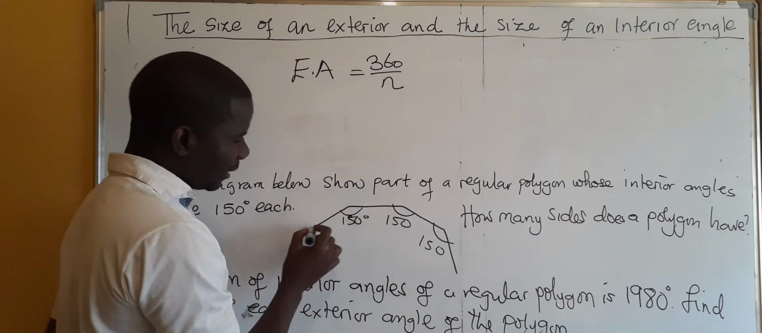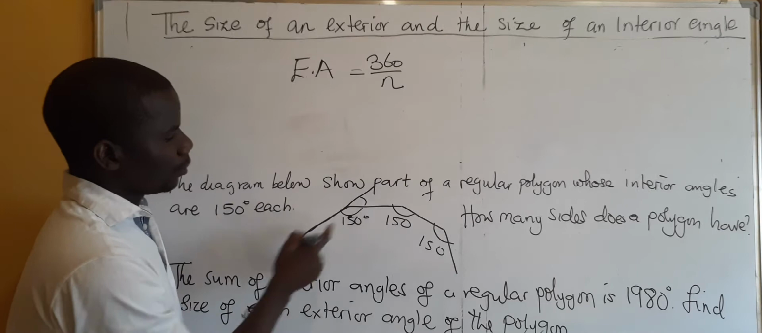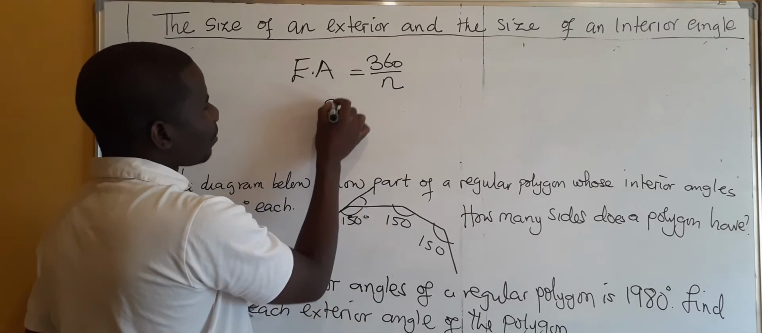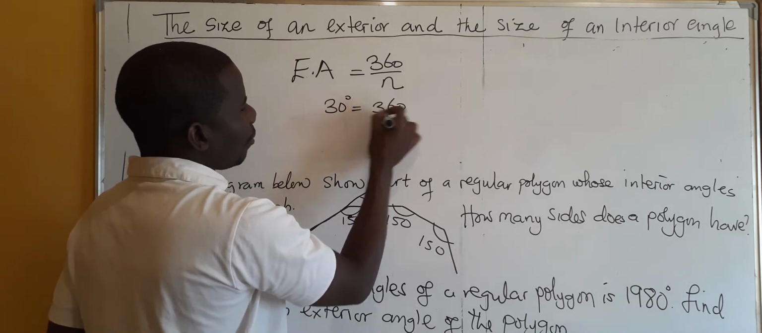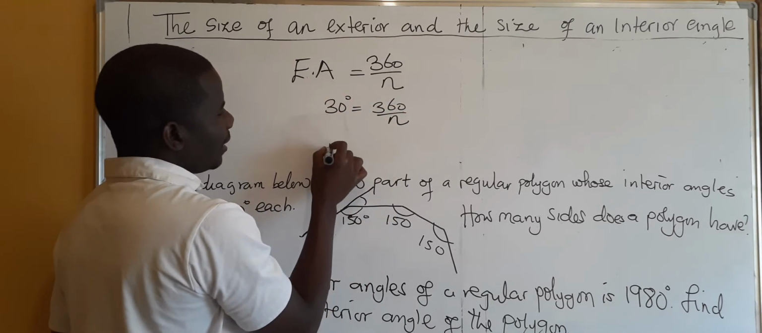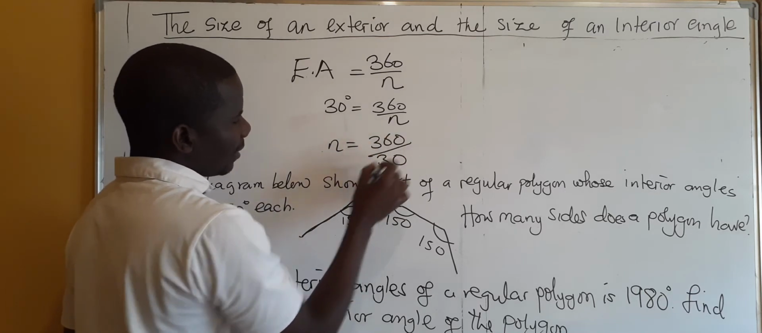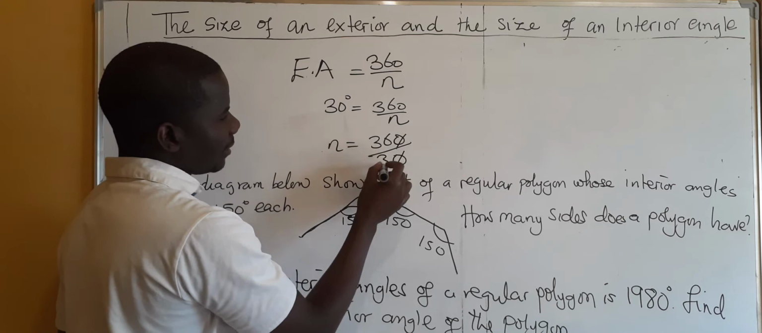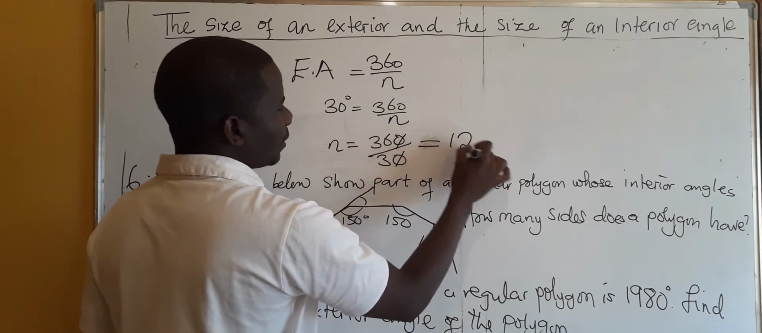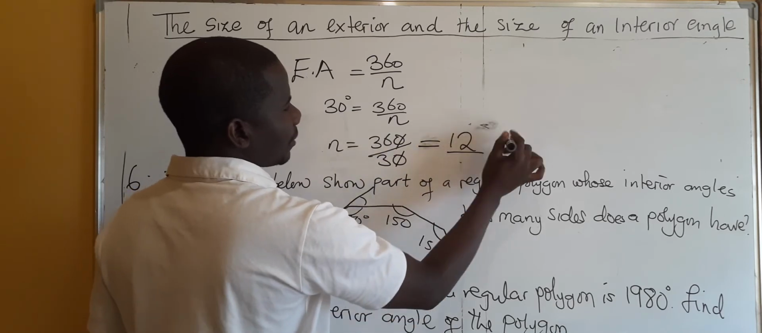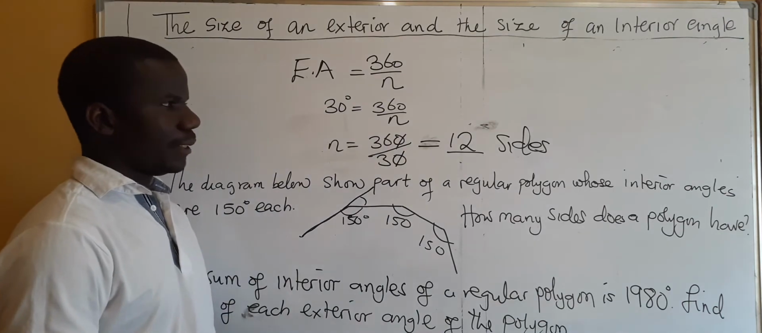Exterior angle, you subtract; it's this angle here, straight, minus this other angle here. So what is this angle? This angle is 30 degrees. 30 is equal to 360 over n. Then n is equal to 360 divided by 30. How many times does it go? 12 sides. Okay? It's as simple as that.